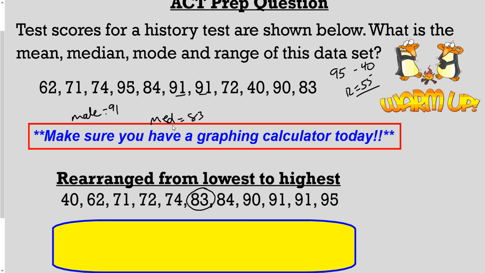The mean is just the average. So we just need to add all of these numbers up and divide by the 11 numbers that there are. So 40 plus 62 plus 71 plus 72 plus 74 plus 83 plus 84 plus 90 plus 91 plus 91 plus 95. I get 853 divided by 11. Our mean or average is 77.55, rounded to the nearest hundredth. Okay. Hopefully that was relatively easy.